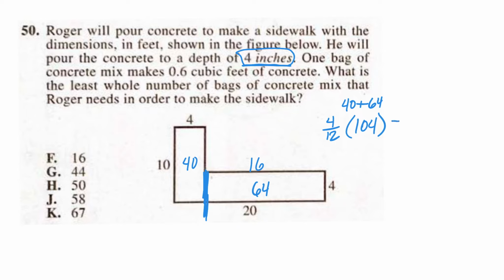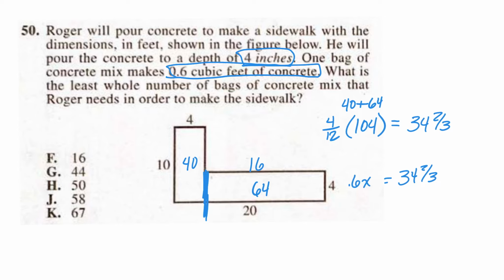So when we put this into our calculator, we get 34 and 2/3 essentially. It's 0.6 repeated. So this is our volume in cubic feet. But what it tells us is that the concrete mix makes up to 0.6 cubic feet.